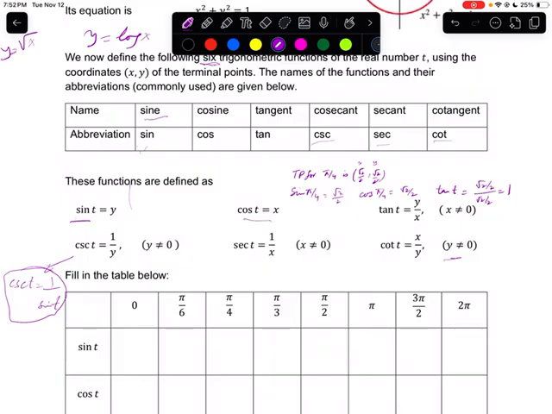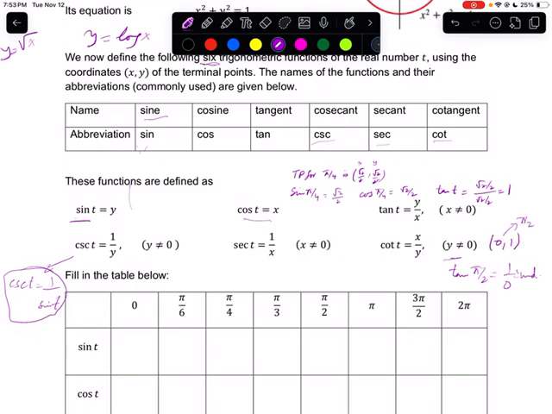So what if y is equal to 0? Then what will happen? For example, if we go to the point (0, 1), which is associated with pi over 2, what is tangent of pi over 2? It is y over x, so it will be 1 over 0. This is undefined.